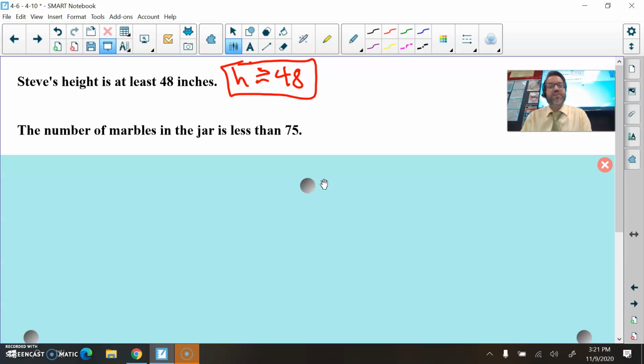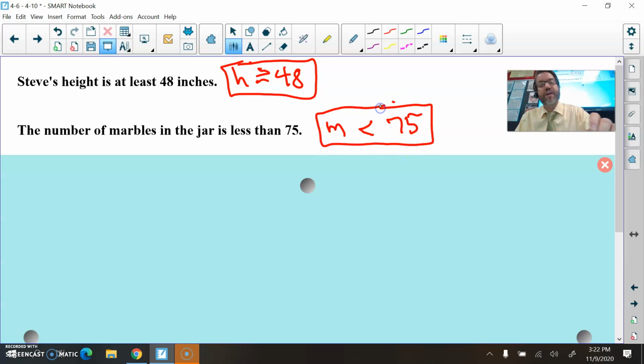All right, the number of marbles in the jar is less than 75. Maybe there are some marbles in the jar and you're supposed to guess how many are in there. All we know is it's less than 75, okay? So could it be exactly 75 marbles? No, because that wouldn't be less than 75. So the number of marbles, let's call that M for marbles. You might have thought, well, I was going to call it N for the number of marbles. That'd be fine too. But I'm going to call it M for the number of marbles. It's less than 75. So I have my less than symbol and I have 75. That's how I would express that as an inequality.